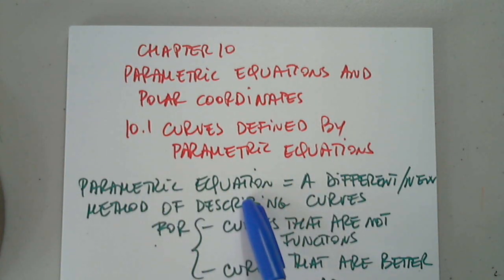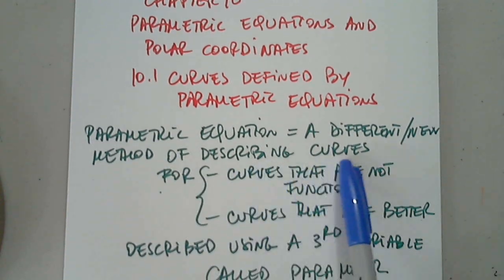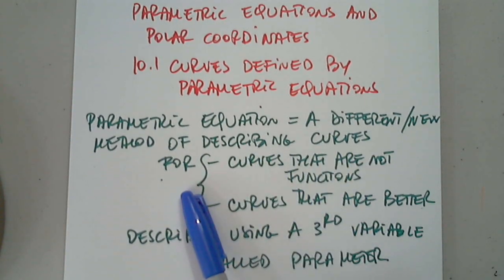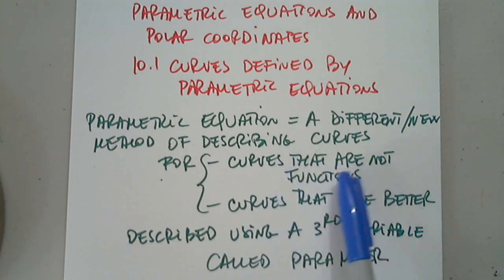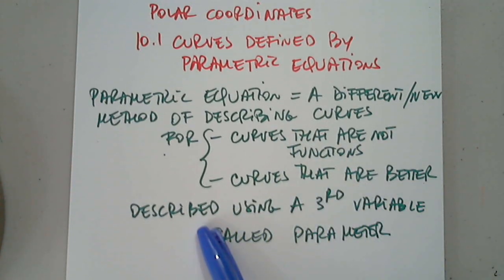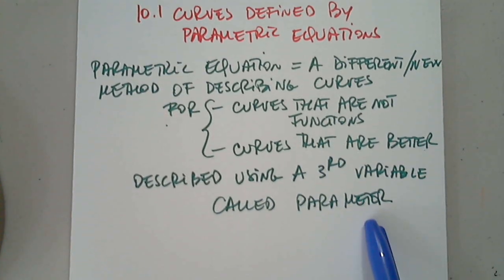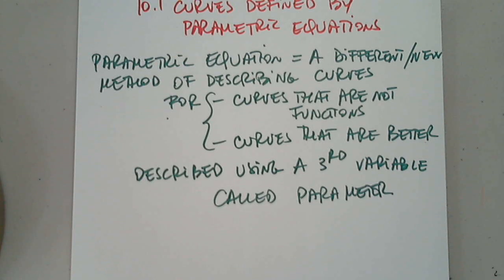What is a parametric equation? It's a new method of describing curves: number one, curves that are not functions, and number two, curves that are better described using a third variable called a parameter. So let's see how this works.